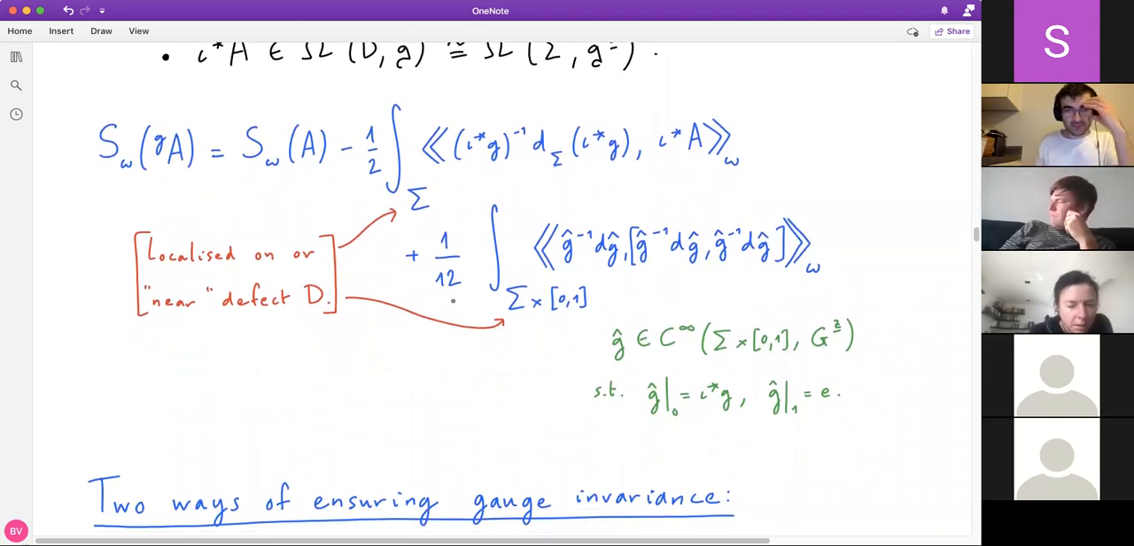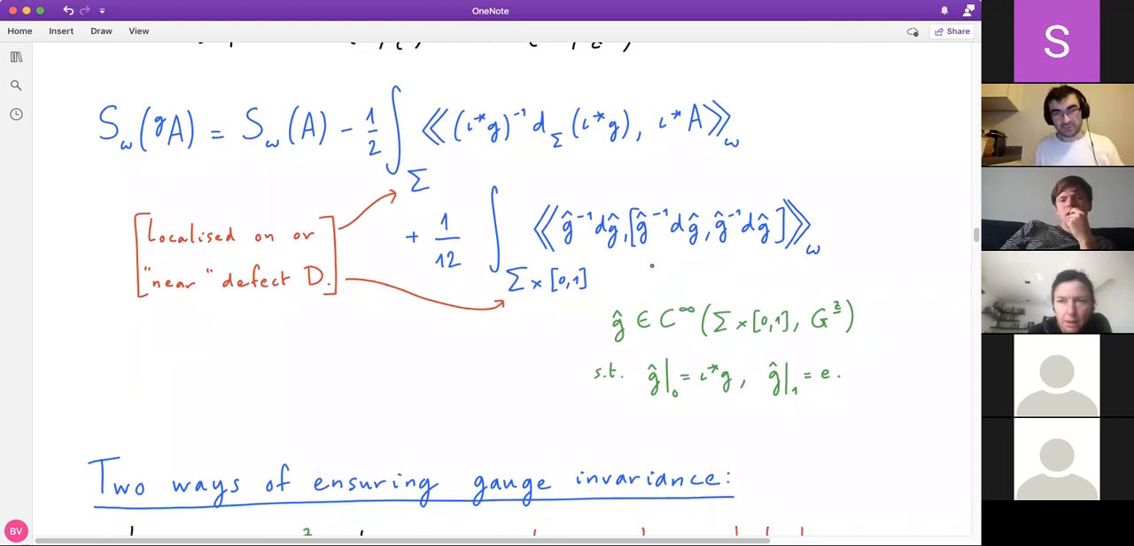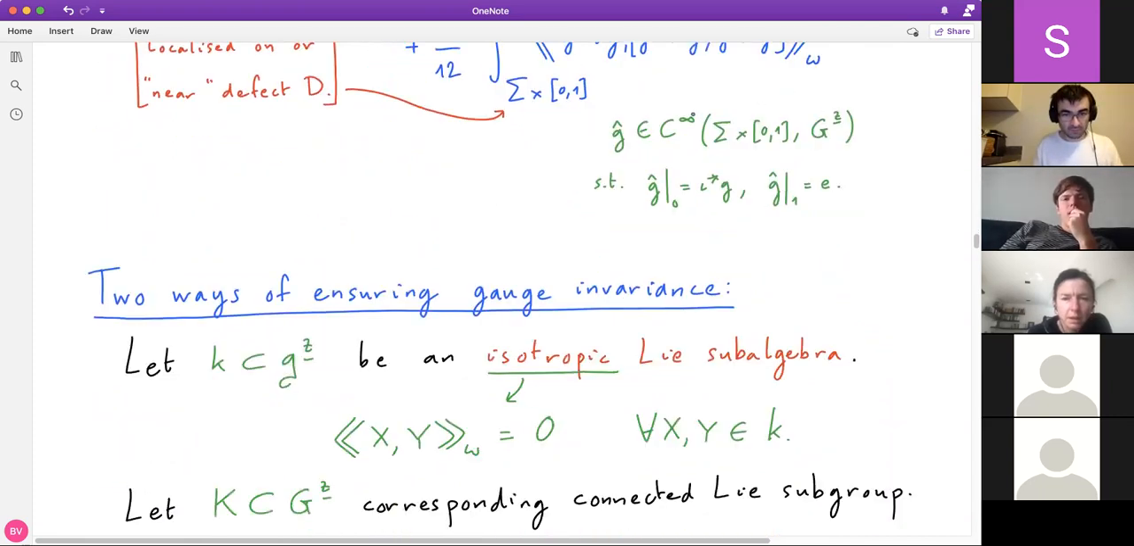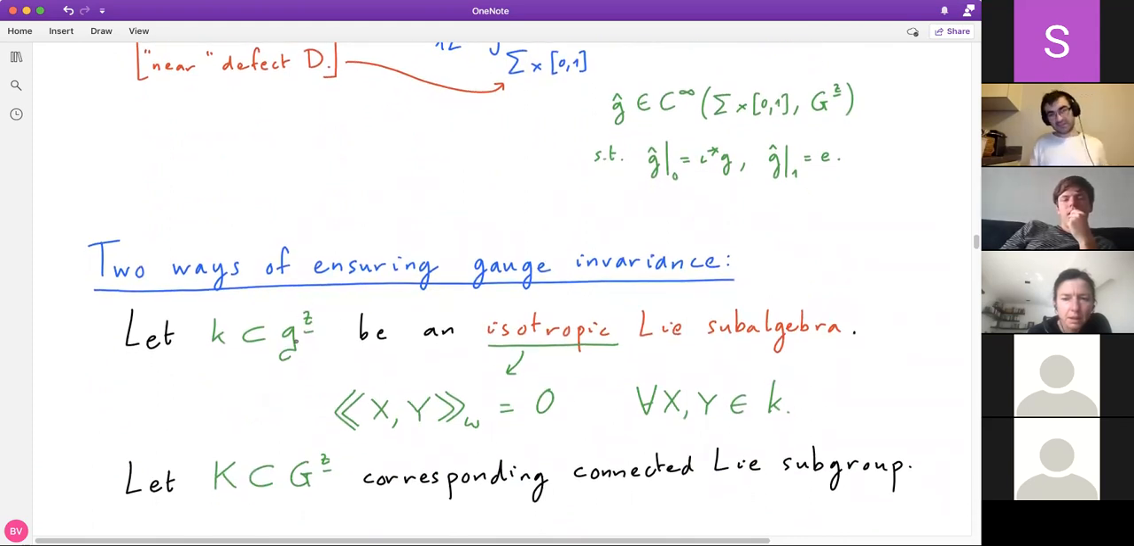So is this clear? I've just rewritten the variation. Now, what I want to do is find suitable boundary conditions on the gauge field and the gauge transformation parameter to make these two terms vanish. And so the natural thing to do is to take the gauge connection to be valued in some isotropic subalgebra. So let me remind you what this means. I just take a specific subalgebra of the defect Lie algebra, which has the property that it's isotropic.